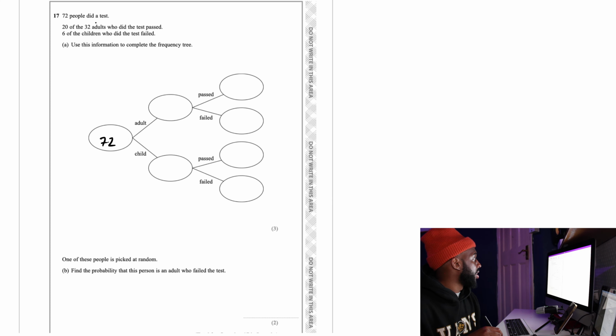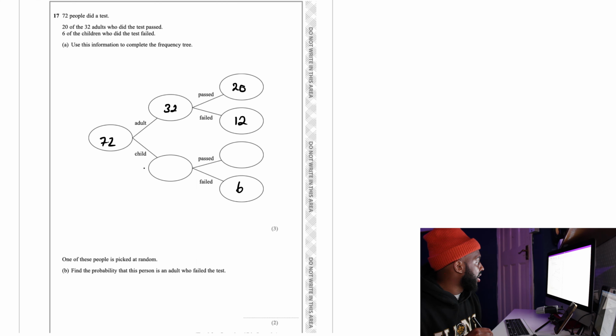20 of the 32 adults who did the test passed. So if we look at adults, we know 32 did it and 20 passed. And then 6 of the children who did the test failed. So children failed, we put here 6. We can work out this branch because these two branches should add up to the number we have here, 32. So 32 minus 20 gives us 12. So 12 must have failed.